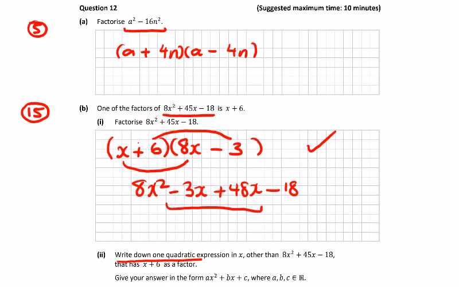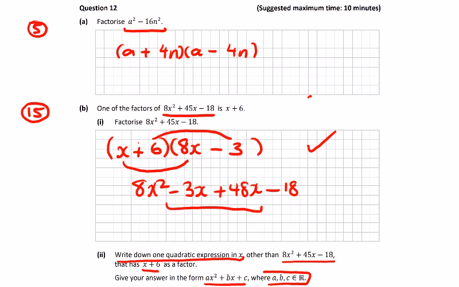Write down one quadratic expression in x, other than this one that we have above, that has x plus 6 as a factor. And it says give your answer in this form, and a, b and c are real numbers, just to confuse you. So all they're looking for for 15 marks is to factorize this. You can see the test was quite difficult. I think in 2019 they made this one of the easy ones.